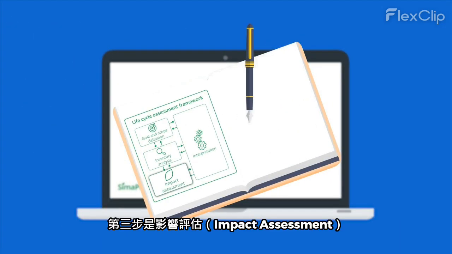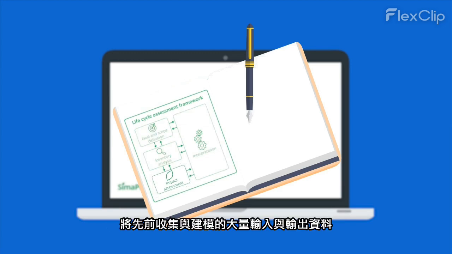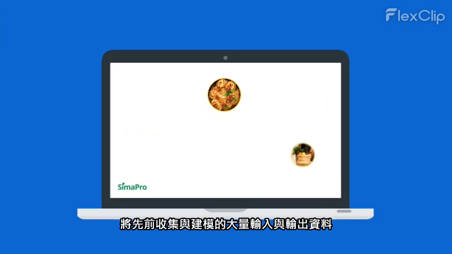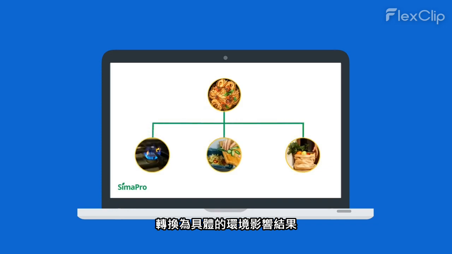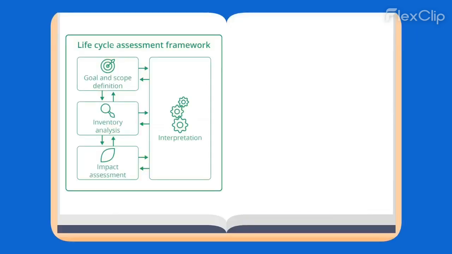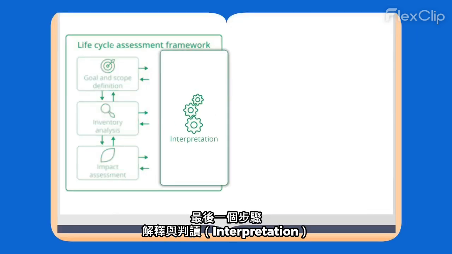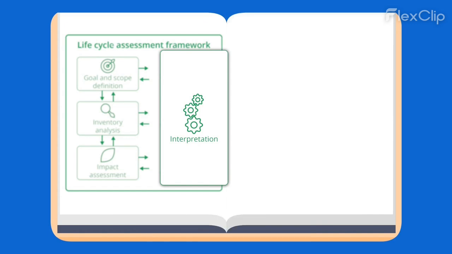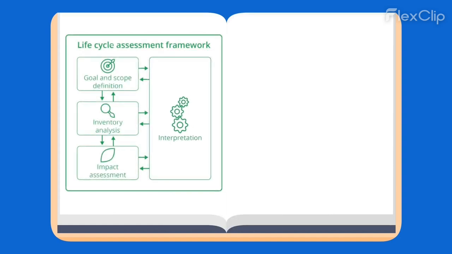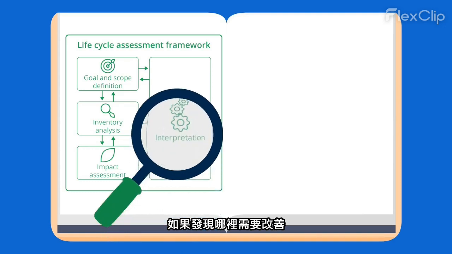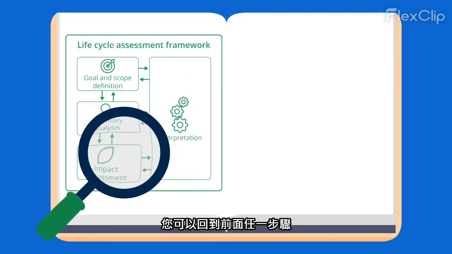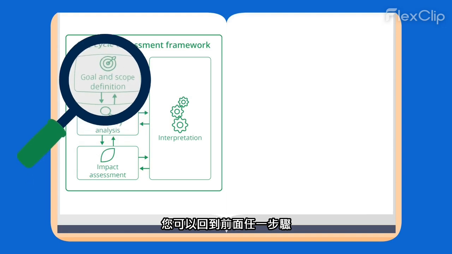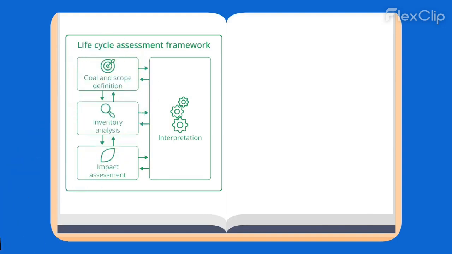The third step is the impact assessment. In this step, you convert the long list of inputs and outputs collected and modeled in the previous step into actual environmental impact. Last is step 4, the interpretation. Interpreting your results ensures that well-substantiated conclusions are drawn, guiding informed decision-making. During this step, if you realize that something should be improved, you can go back to one of the previous steps, as LCA is an iterative approach.